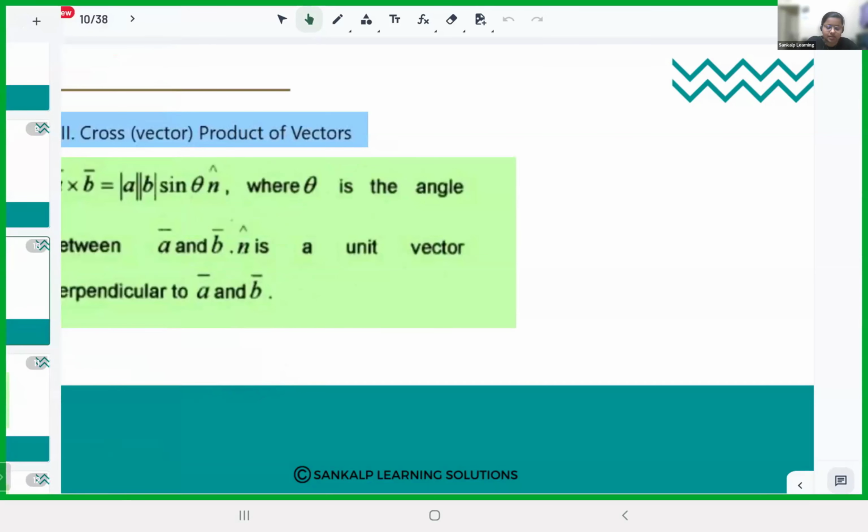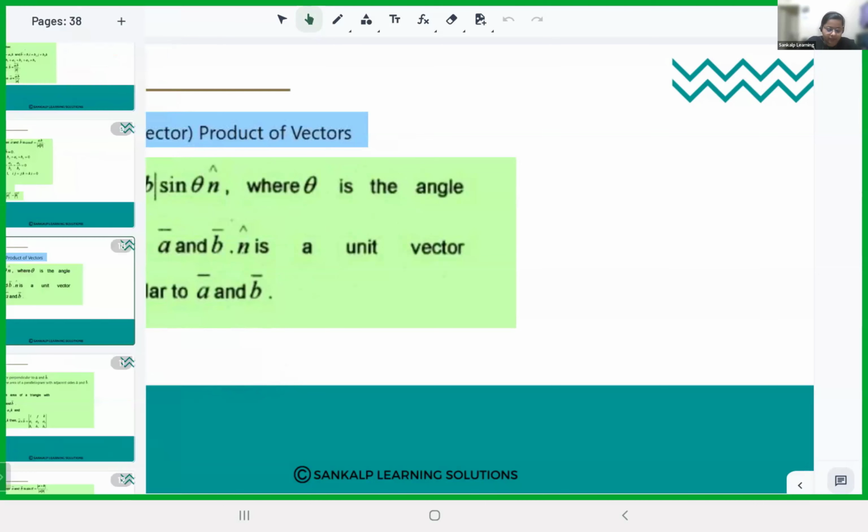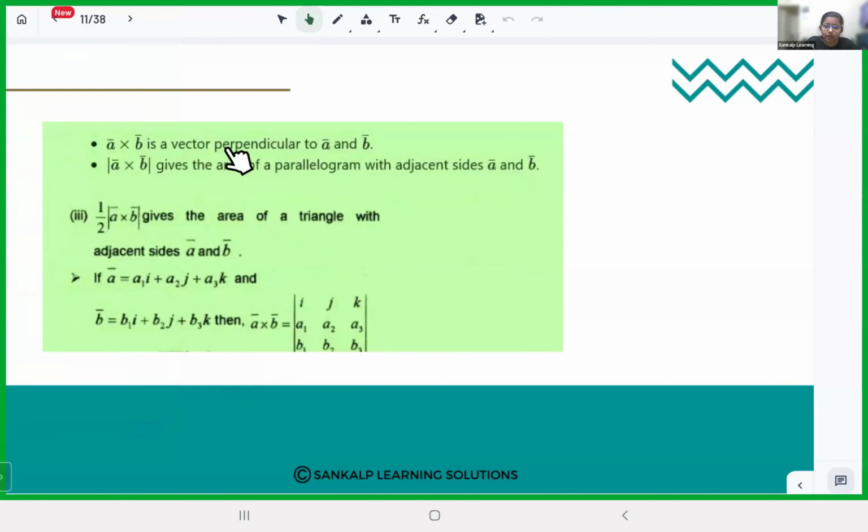Okay, cross product of vectors, that is magnitude of vector A into magnitude of vector B into sine theta n cap. Theta is the angle between vector A and B, and n is a unit vector that is perpendicular to both vector A and B. Now, moving on to its property, we know A cross B is a vector perpendicular to vector A as well as vector B, and the magnitude of vector A cross vector B will give you the area of a parallelogram with adjacent sides vector A and vector B, isn't it?